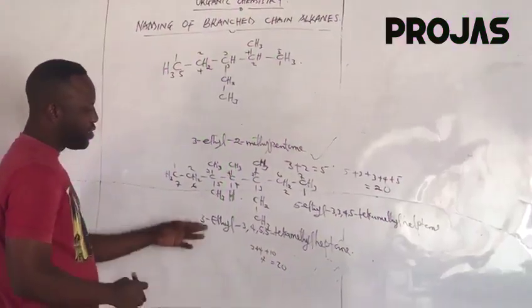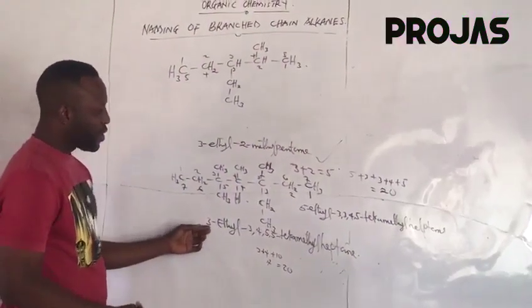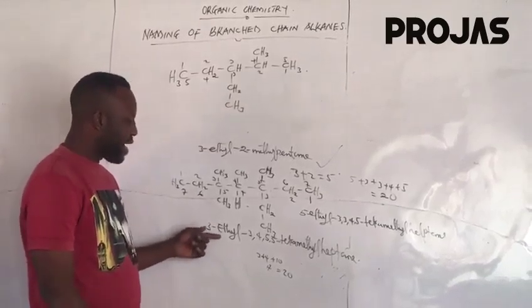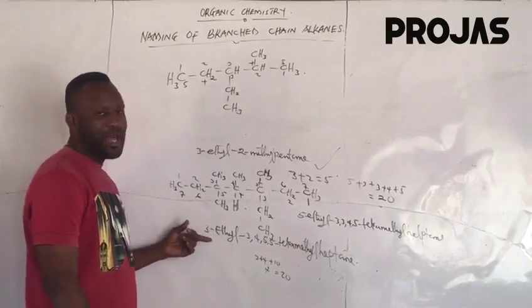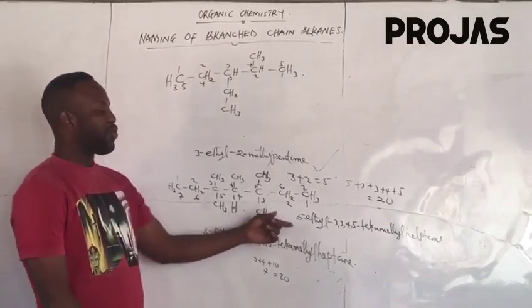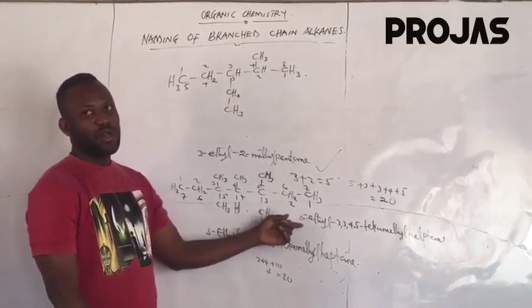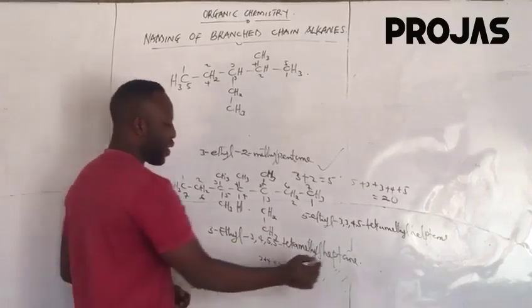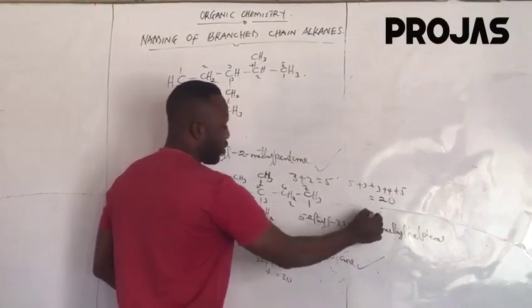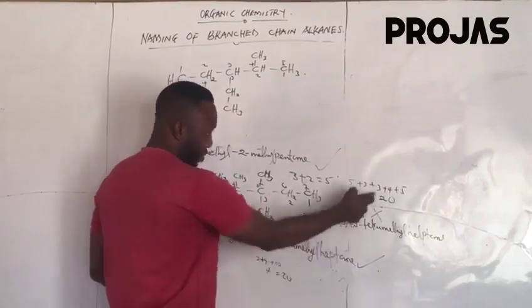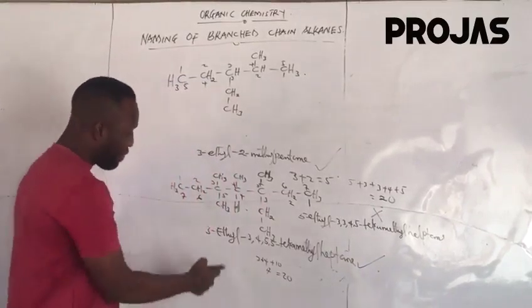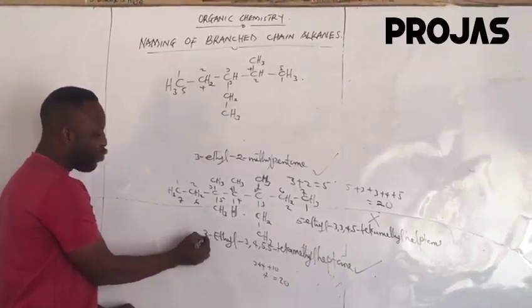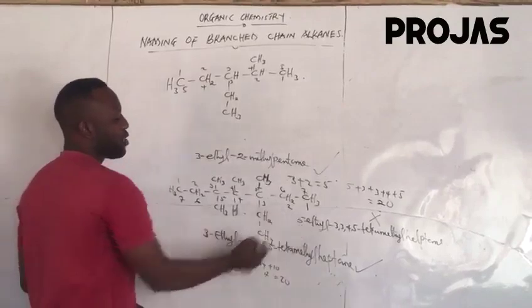I also go with this because the first substituent to be named here has a lower locant number compared to the first one here. This one is 5, while this one is 3. So we say this one is right. Despite the fact that they have the same total locant number, the first substituent here has a lower number compared to this.